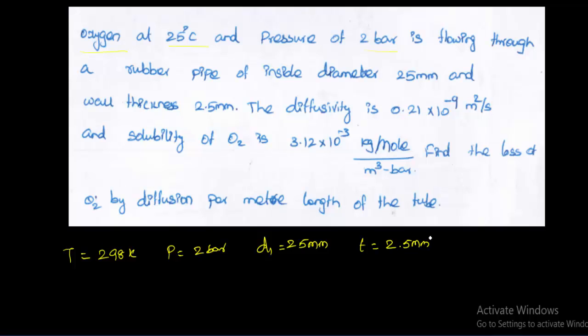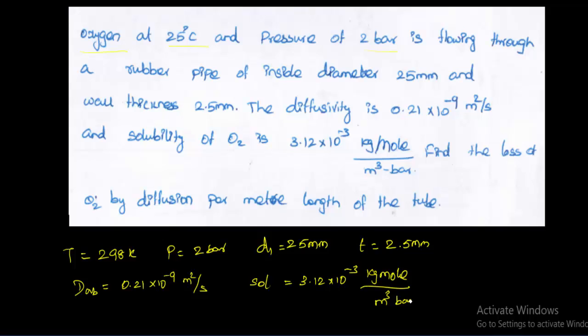The diffusivity is 0.21, so that is the diffusivity measurement D_AB equal to 0.21 into 10 to the power minus 9 meter squared per second, and the solubility is equal to 3.12 into 10 to the power minus 3 kilogram mole per meter cube bar. Find the loss of oxygen by diffusion per meter length of the tube. Here in the problem it is given that it is a tube.